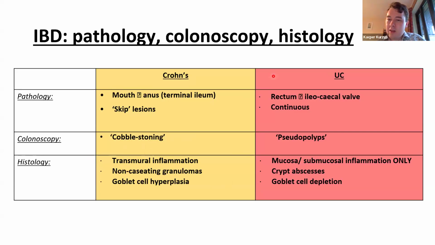In UC, it goes from the rectum and goes towards the ileocecal valve, but it doesn't go beyond the large bowel. It tends to be continuous as well. You may get pseudopolyps on colonoscopy, and the inflammation is limited to mucosa and submucosa with abscesses.